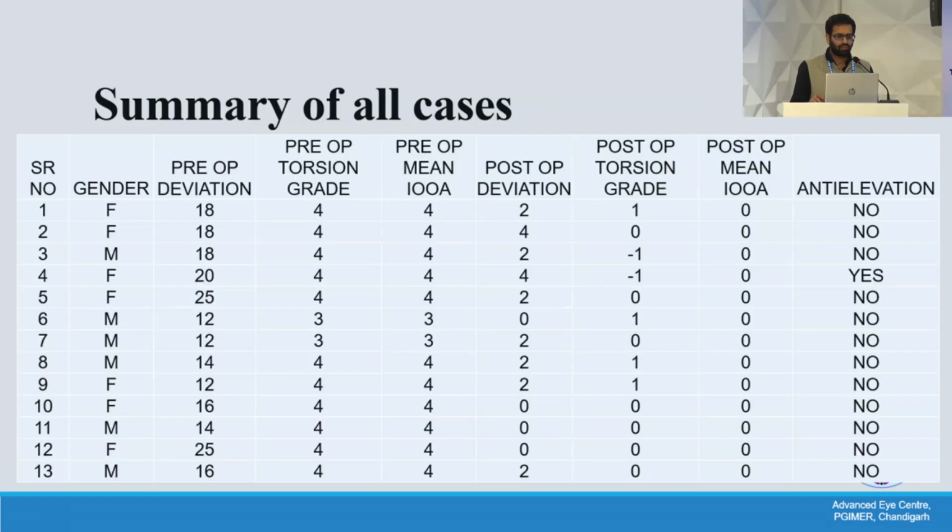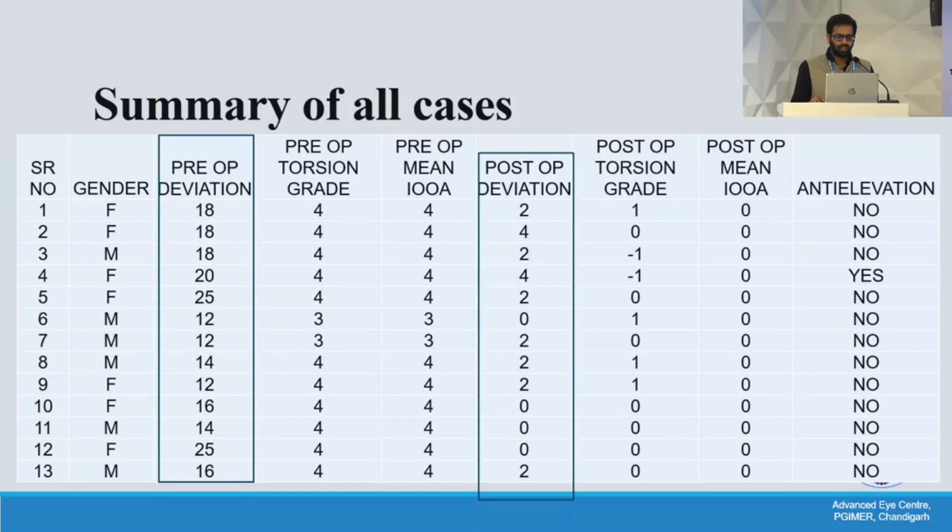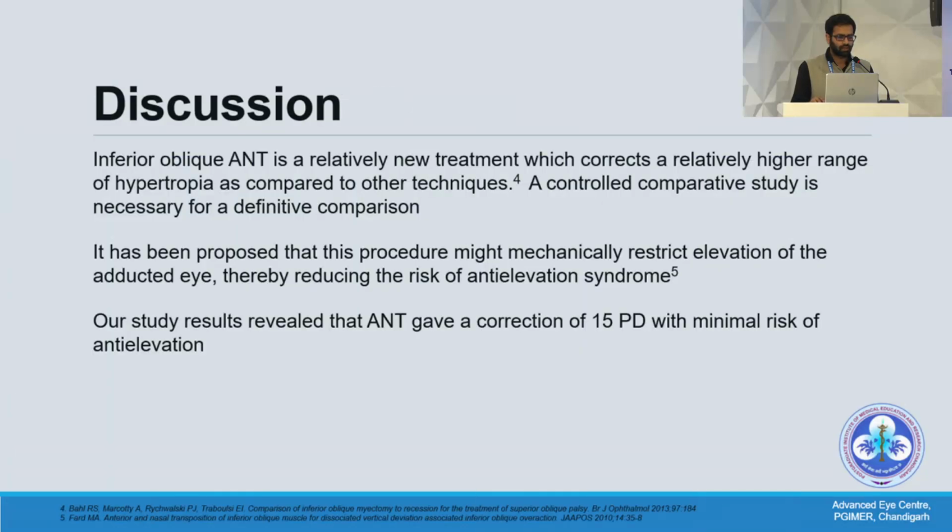So this is a summary of all cases. As discussed before, the mean reduction in deviation was around 15 prism diopters with elimination of inferior oblique overaction in all the cases.